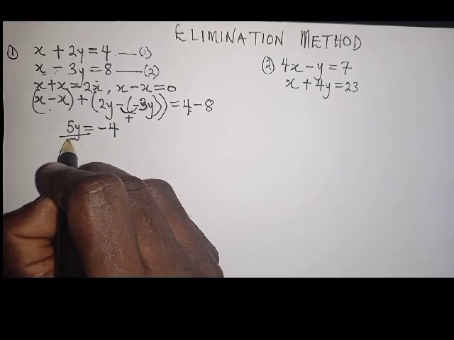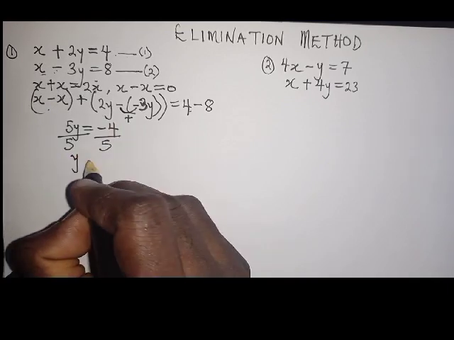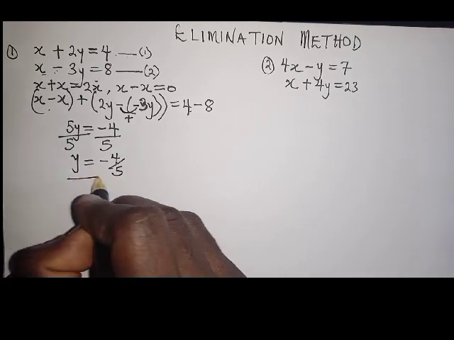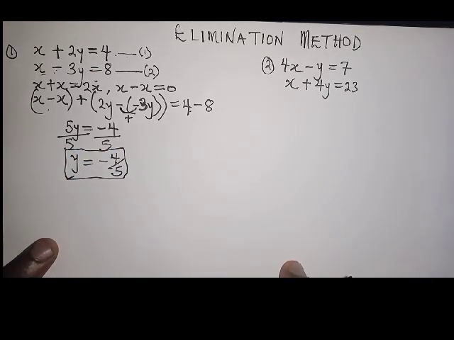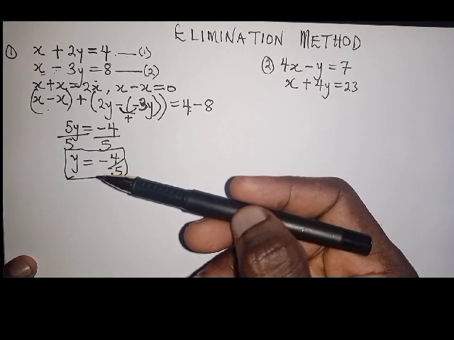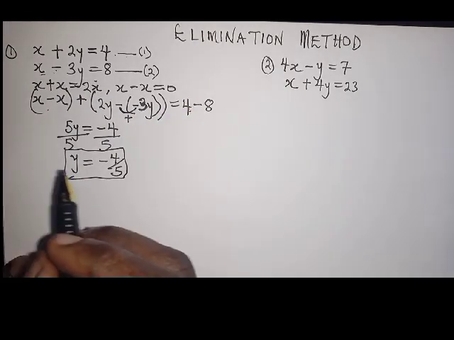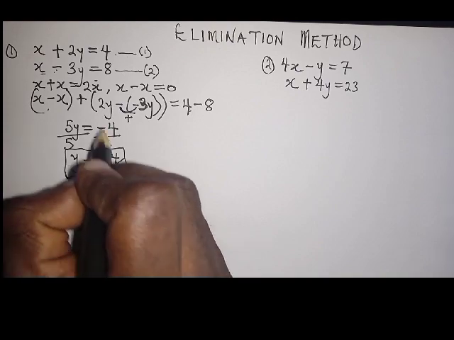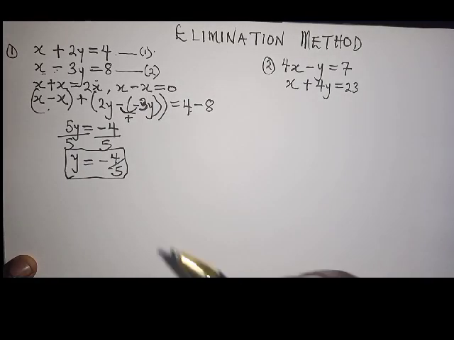Then the next thing to do is to divide through by the coefficient of y. Then I have my y to be minus 4 over 5. That is the value for y. But we need to get the value for x now. After eliminating the x term to get our y, we need to get the value for x. So what I can just do is to simply substitute the value of y into any of the equations, either equation 1 or equation 2, any one of my choice.